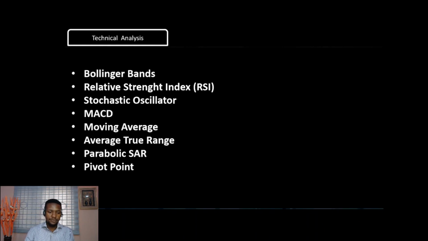So what are the things to look out for under technical analysis? We have so many indicators. We have Bollinger Band, Relative Strength Index, which is also known as RSI. We have Stochastic Oscillator. We have Moving Average Convergence Divergence, that's MACD. We have Moving Average itself. We have Average True Range. We have Parabolic SAR. And we have pivot points, price action. So many things you can put into use under technical analysis.